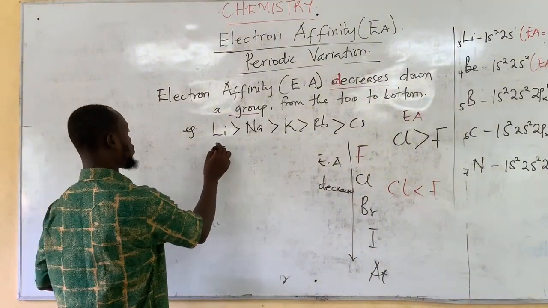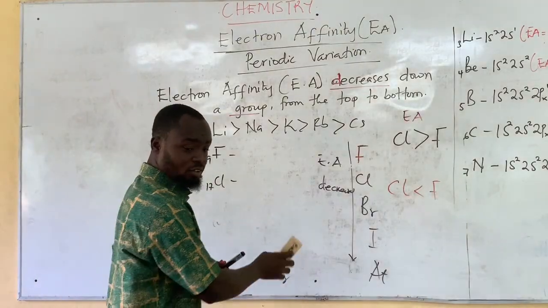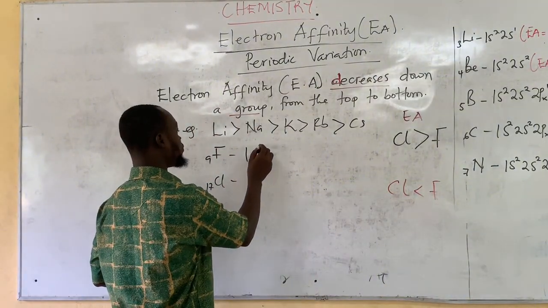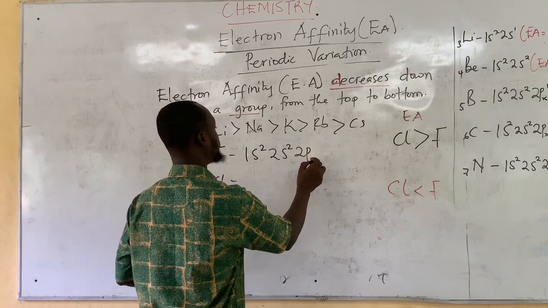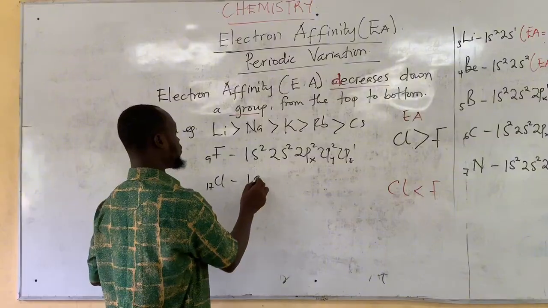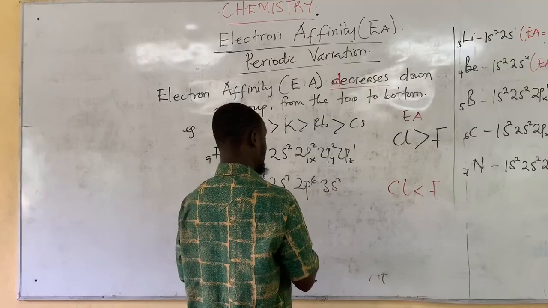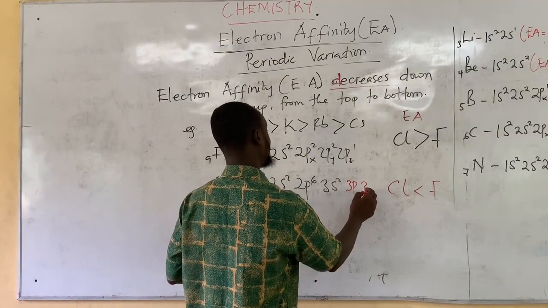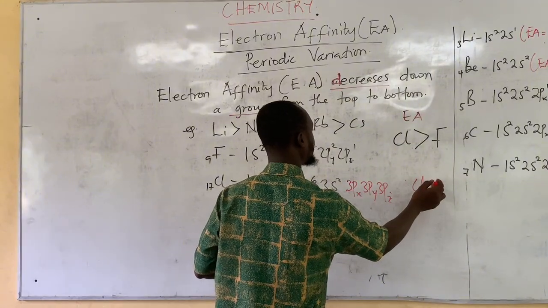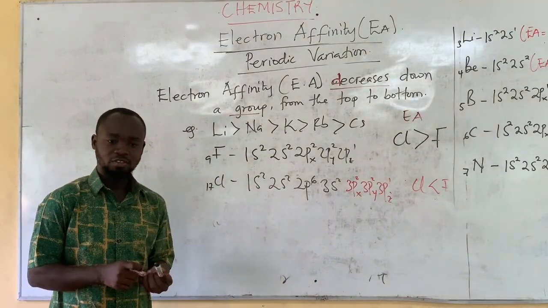In both fluorine and chlorine, we are going to write the electron arrangement for both chlorine and then fluorine. So for fluorine, we have 1s2, 2s2, 2px, 2py, and then 2pz, 2, 2, 1. And then in chlorine, we have 1s2, 2s2, alright, 2p6, 3s2. Then I move on to 3px, 3py, and then 3pz. So here I have 2, 2, 1. Now let's look at something here.